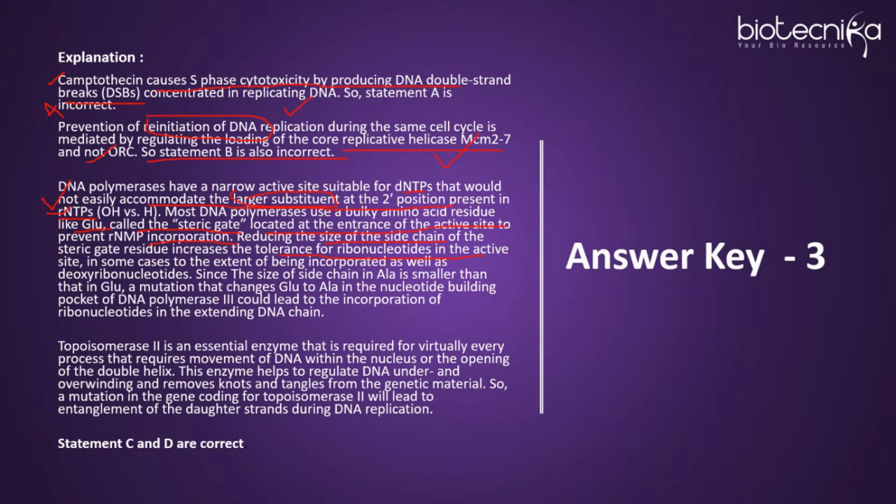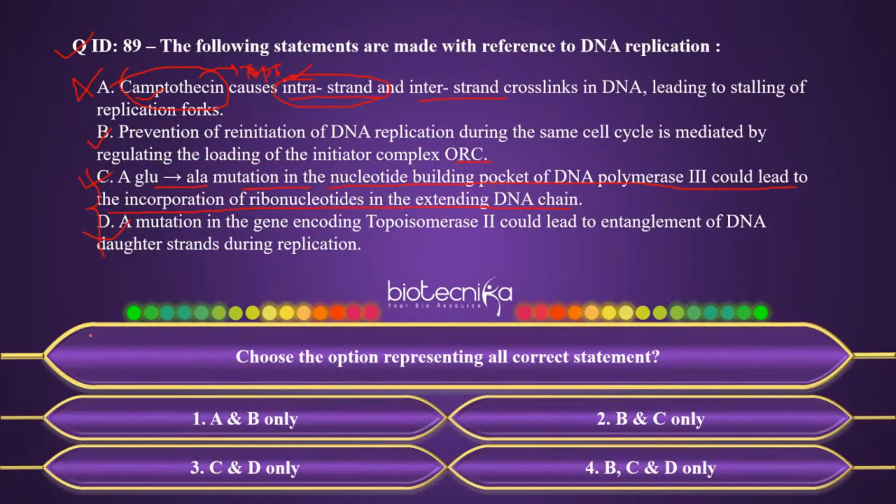deoxyribonucleotides. So basically, because of the presence of these discriminatory amino acids like glutamine, right? Glutamine has a side chain and it is a bulky amino acid. So if it is present in the active site, there will be no space for the rNTPs to bind in the active site of the polymerase. So there is a very narrow space in the active site, where it can only incorporate dNTPs, not rNTPs, right? Because of this reason, this particular option C is correct.